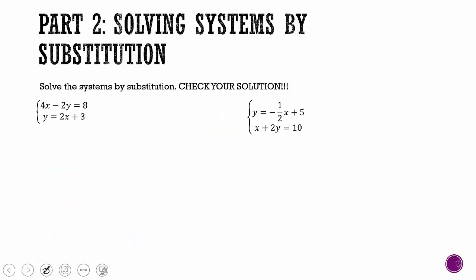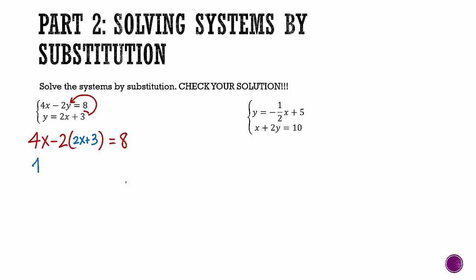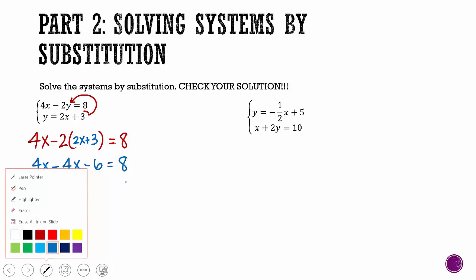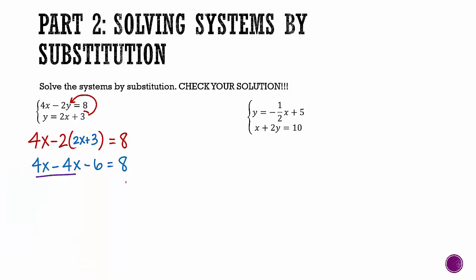So this first one right here, y is already solved for here, which is awesome. So that means I get to take this and just plug it in right up here. So everything stays the same, except instead of writing y, I'm going to write what y equals, which is 2x plus 3. And then we just got to distribute. So I get 4x minus 4x minus 6, and it equals 8. And then you'll notice something happens here when we go to solve this. 4x minus x totally crosses off. So you end up with negative 6 equals 8.